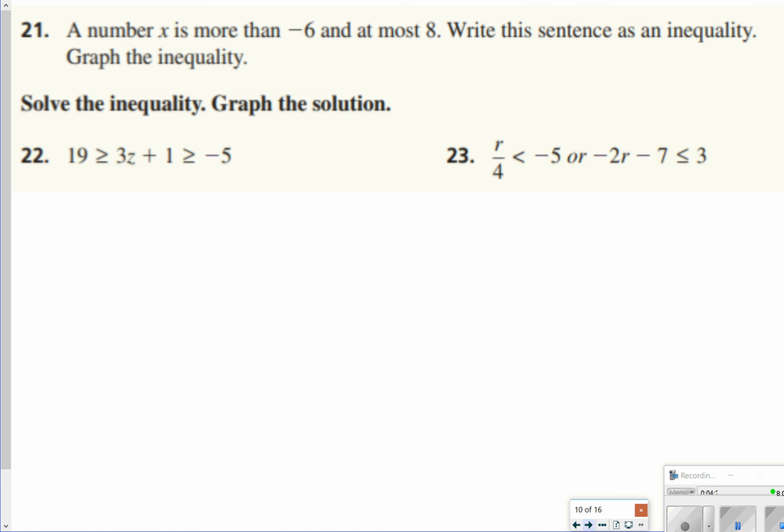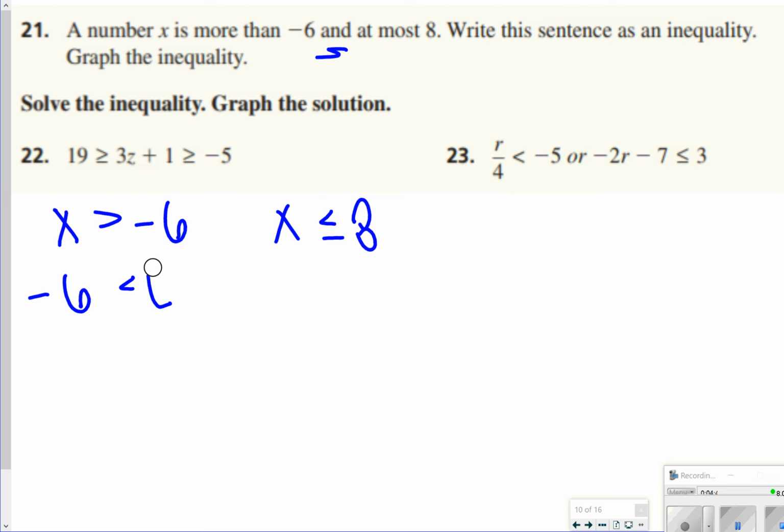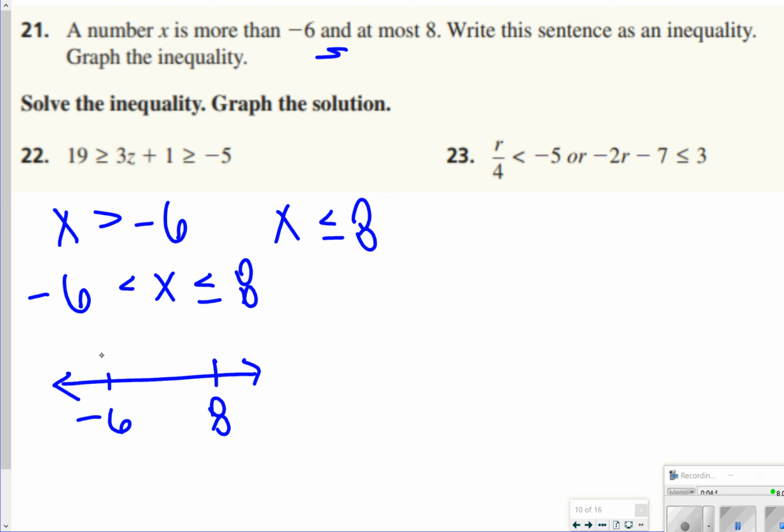It says a number x is more than negative 6, and then at most 8. So x will be less than or equal to 8. And since this is an and inequality, we're going to write it as a compound inequality. So negative 6 is less than x, which is less than or equal to 8. And to graph that, negative 6 is here, 8 is here. Negative 6 would have an open circle above it, and 8 has a closed circle above it, and then they're connected.